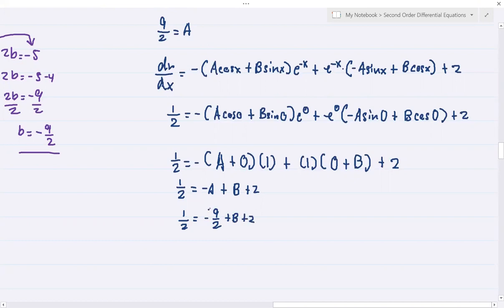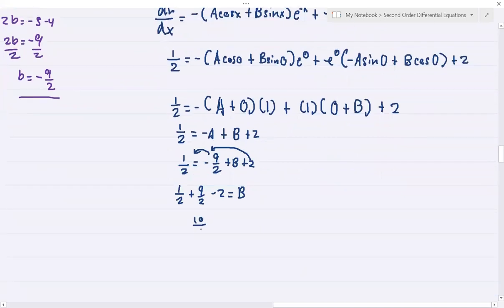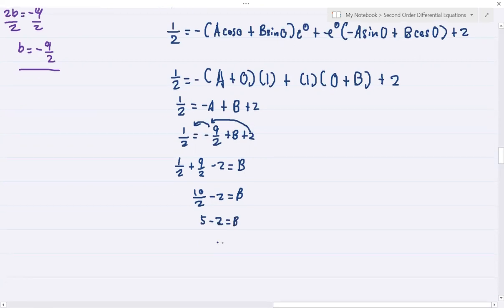So let's find your b, since that's the only missing variable. That's the only missing letter. So transpose 9 all over 2 on the left side, we will have 1 half plus 9 all over 2. And transpose 2 on the left side as well. So we will have minus 2 is equal to your b. So 1 half plus 9 all over 2, we will have 10 all over 2 minus 2 is equal to your b. And 10 all over 2, in short, it means 10 divided by 2. So we will have 5 minus 2 is equal to b. So 5 minus 2 is 3. And that is your b.